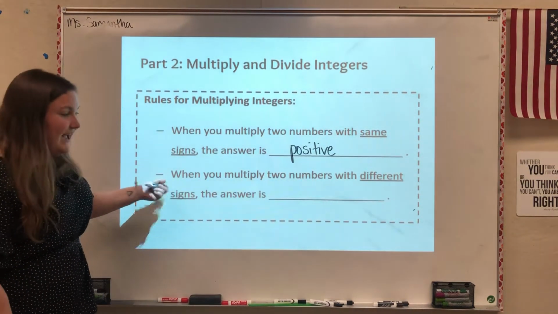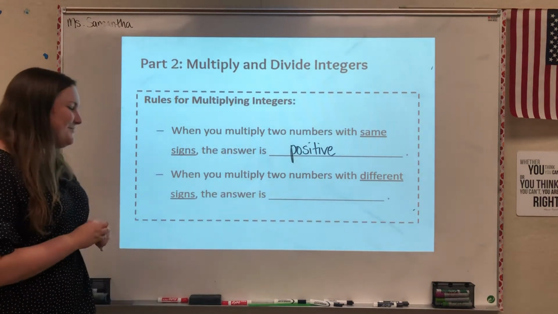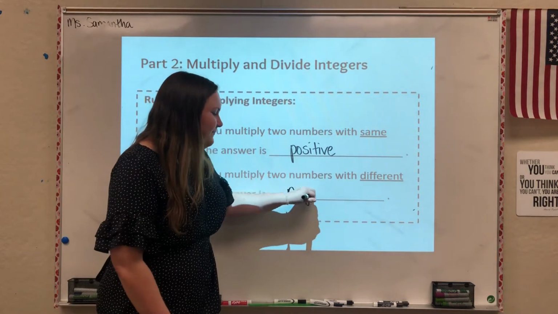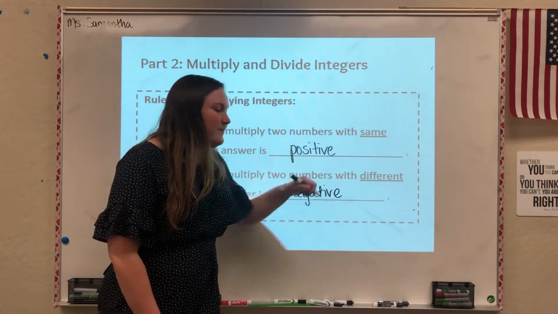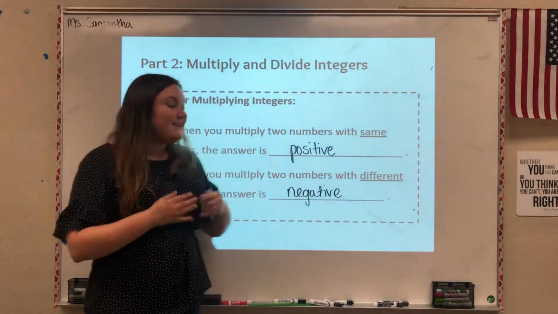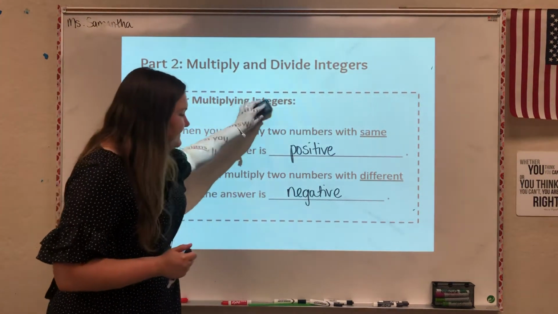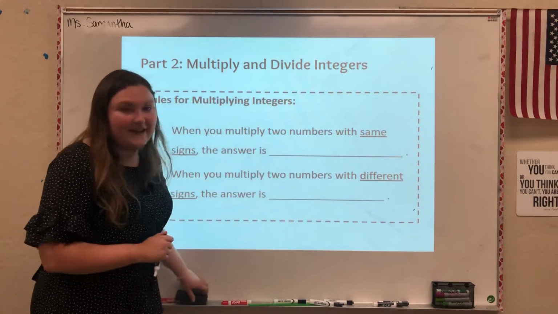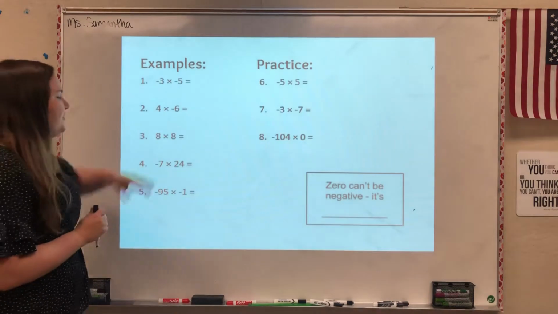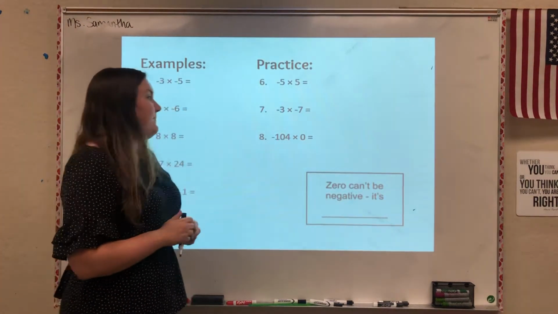The other rule we have is when you multiply 2 numbers with different signs, you might be able to guess this one, the answer is going to be negative. By different signs, we mean if you're multiplying 1 positive and 1 negative, that answer is going to be a negative answer. So keeping these 2 rules in mind, we have got a couple problems we're going to look at. I'll do these first 5 together with you, and then you'll try these last 3 for me.